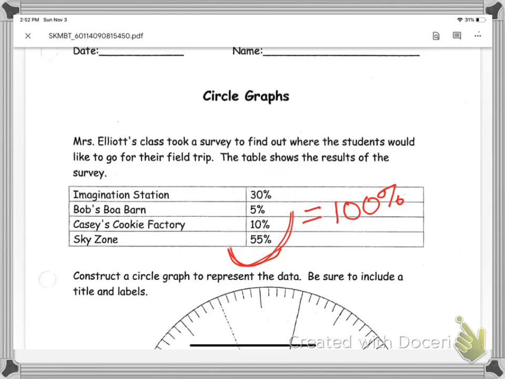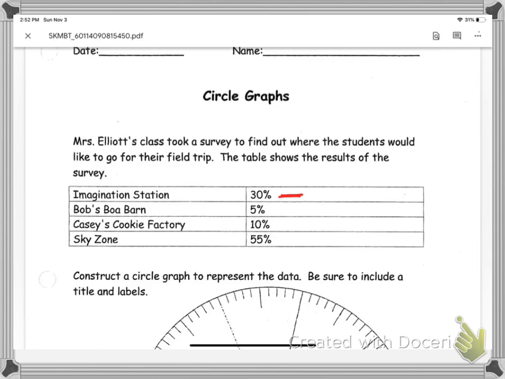So if you take a look at the example survey question in front of you, it says Mrs. Elliott's class took a survey to find out where the students would like to go for their field trip. And the table shows the results of the survey. Now, obviously, if we had a ton of money and we could take a field trip like one of these, that would be amazing. But we can't, so this is totally fictitious. So the survey results came out to be the Imagination Station was 30%, Bob's Boa Barn is 5%, Casey's Cookie Factory is 10%, and Sky Zone is 55%.